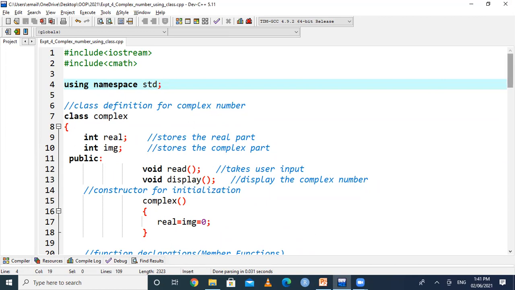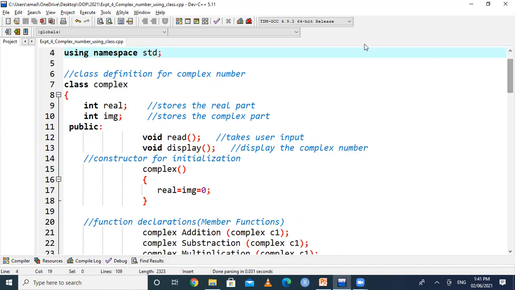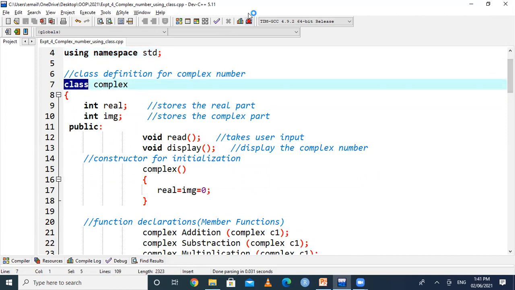After that, we have to go for the complex number, and we have to define a class for that. So the keyword for defining a class is class. Can anyone tell me what the keyword for defining a structure is? Anyone, unmute yourself and tell me. Struct. Yes, this answer is correct. Struct is a keyword that is useful for defining a structure. Similarly, whenever we want to define a class, the keyword is class.